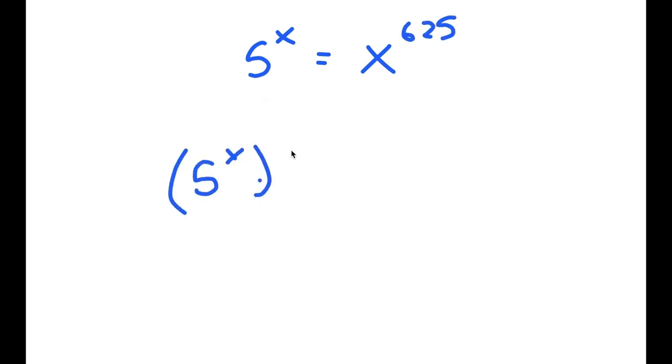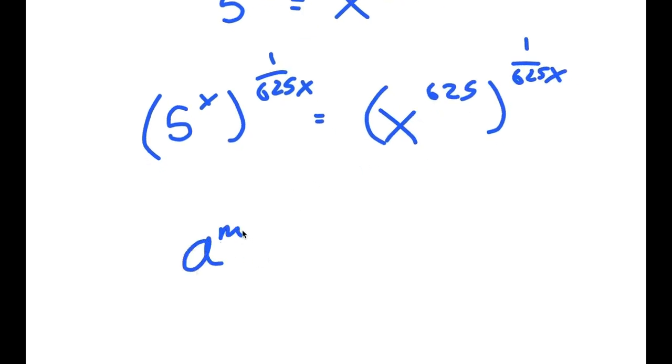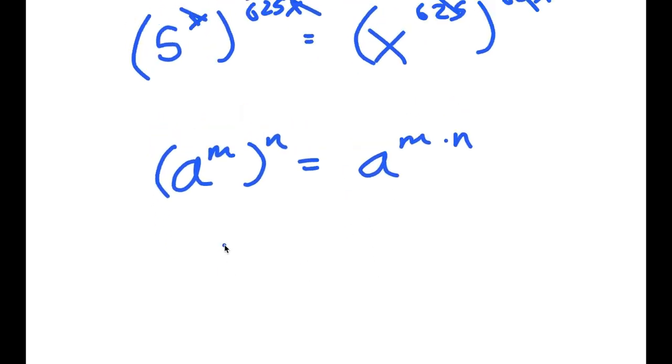Alright, so in this video, I'm going to solve the equation 5 to the power of x is equal to x to the power of 625. So to solve this, I'm going to first take the power of 1 over 625x on both sides. And the reason I'm doing this is because a to the power of m to the power of n is equal to a to the power of m times n. So these two multiply and cancel out, and these two multiply and cancel out.